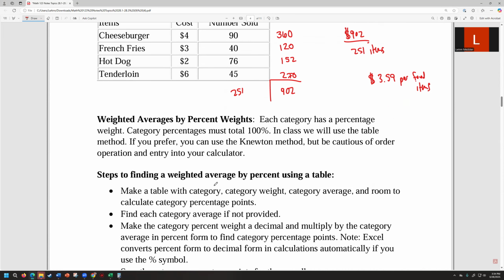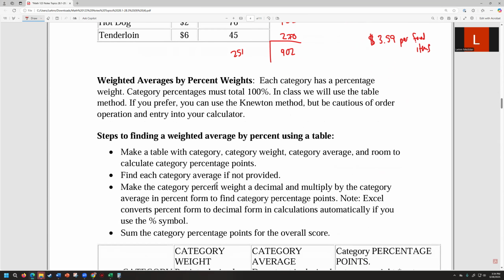Okay, so weighted averages by percents is a little different. Each category has a percentage weight. Category percentages must total 100%. I'm still going to use a table to show you how to set this up, but I'm also going to jump over with one problem. We're going to look at it in Excel because that's going to help you with your project.